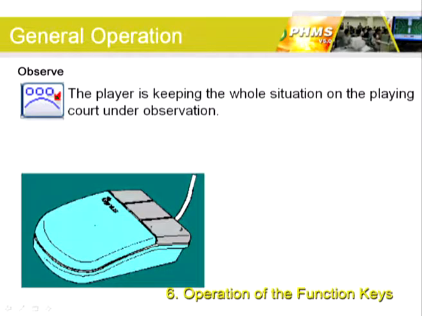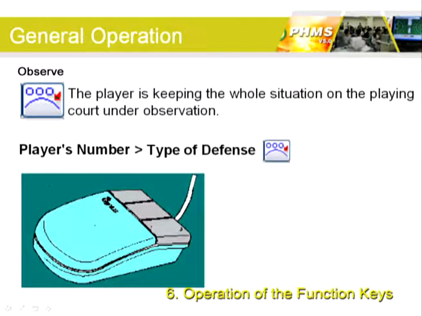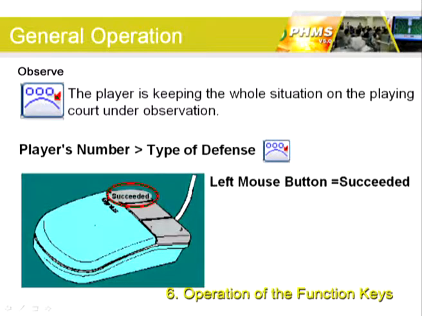Next one is observe. Observe means the player is keeping the whole situation on the playing court under observation. What's the meaning of this? It just means as a defender, you should watch carefully what happens around you. You should watch the attacker's movement carefully and keep the situation under your observation. And we can see that the operation is the same: the player's number first, then click the function key, the type of defense, observe, and the last step is the result. The left means succeed, and the right means error.